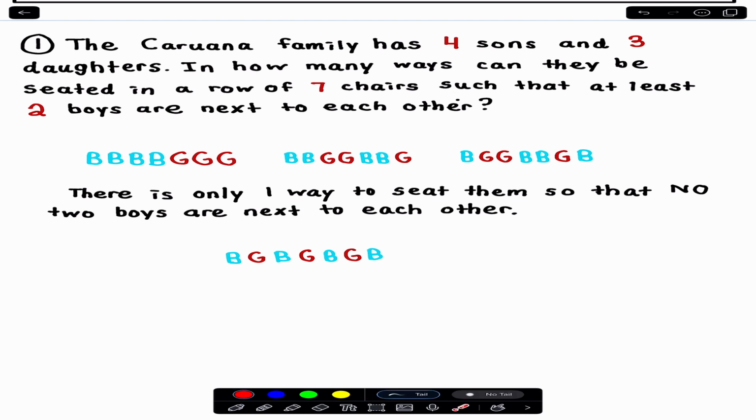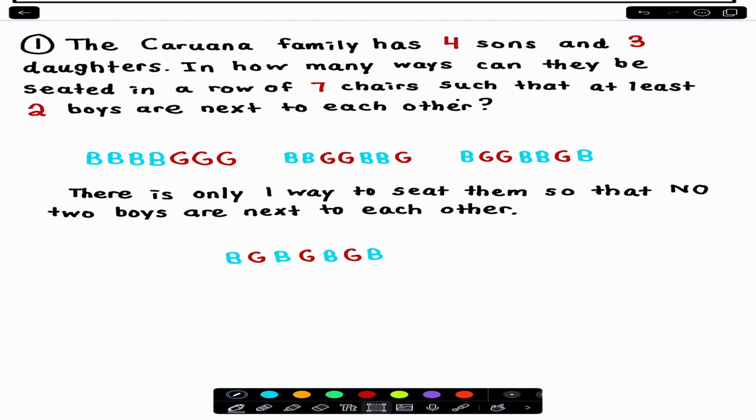So basically what we have done is we have now taken this original question and changed it. So now we're going to ask ourselves, in how many ways can the children be seated in a row of 7 chairs such that no 2 boys are next to each other? Go back to the chart. Remember, the complement of at least is none. So now instead of at least 2 boys, now we have no 2 boys. And that's the question we're going to answer.